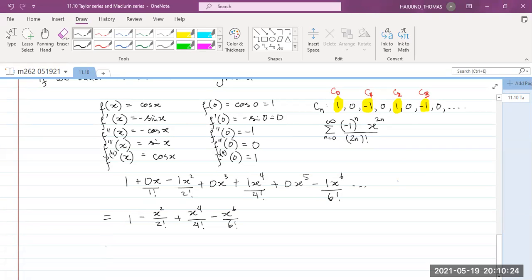Okay, now you can see that it is actually 1 over 2n factorial x to the 2n, right? And n starts from 0 to infinity. You see that? Times -1 to the n. That's how we get that, right?